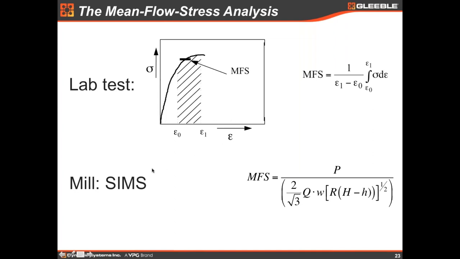And in the mill, if we use Sims formulation that was derived in 1954, Sims also defined an average flow stress in the roll gap. And this is the equation, the Sims equation. This is the roll force, and this is a geometric factor, the mysterious geometric factor. And we have the width and the roll radius and the initial and final thickness. So you can calculate the mean flow stress in the mill and the mean flow stress in the lab. So there is the connection for a simulation. We analyze the mean flow stress, and we know what's going on in the mill by analyzing the mean flow stress.